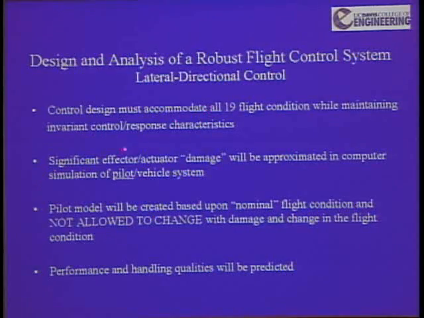And what we said, the control design must accommodate all 19 flight conditions and maintain invariant control response characteristics over that entire envelope. Okay. We're going to introduce what we call effector actuator damage. We're going to screw up the model, and I'll tell you how we did in a minute. And we're going to do this with this pilot model flying it. Because we have said we don't want the control response characteristics to vary, we're not going to change the pilot model. We're going to design the pilot model for that low and slow case, and we're going to keep it constant all the way through. What we did then is we through computer simulation, looked at performance and handling qualities.